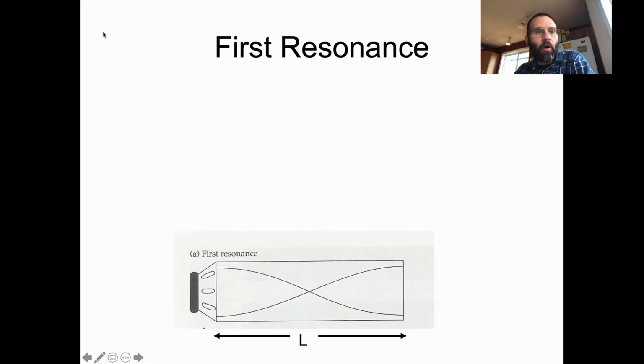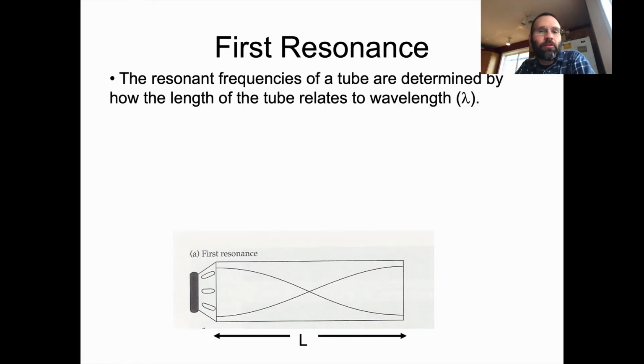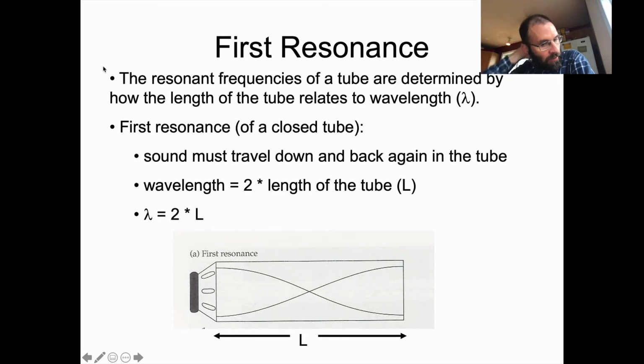All right, so the resonant frequencies of a tube are going to be determined by how the length of the tube relates to the wavelength of whatever standing wave you're producing. So in this particular case, we talked about how we're pushing a pressure pulse down the length of the tube, and it bounces and comes back, then you push again. So sound has to travel down and back again the length of the tube. So the wavelength is 2 times the length of the tube. Or to put it in simpler algebraic notation, lambda equals 2 times L.